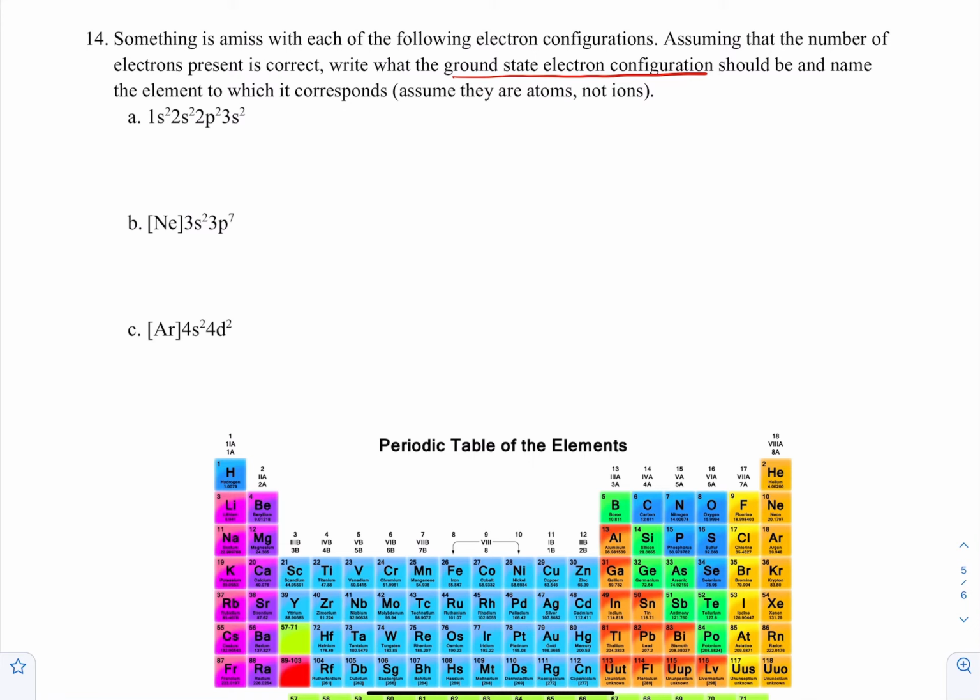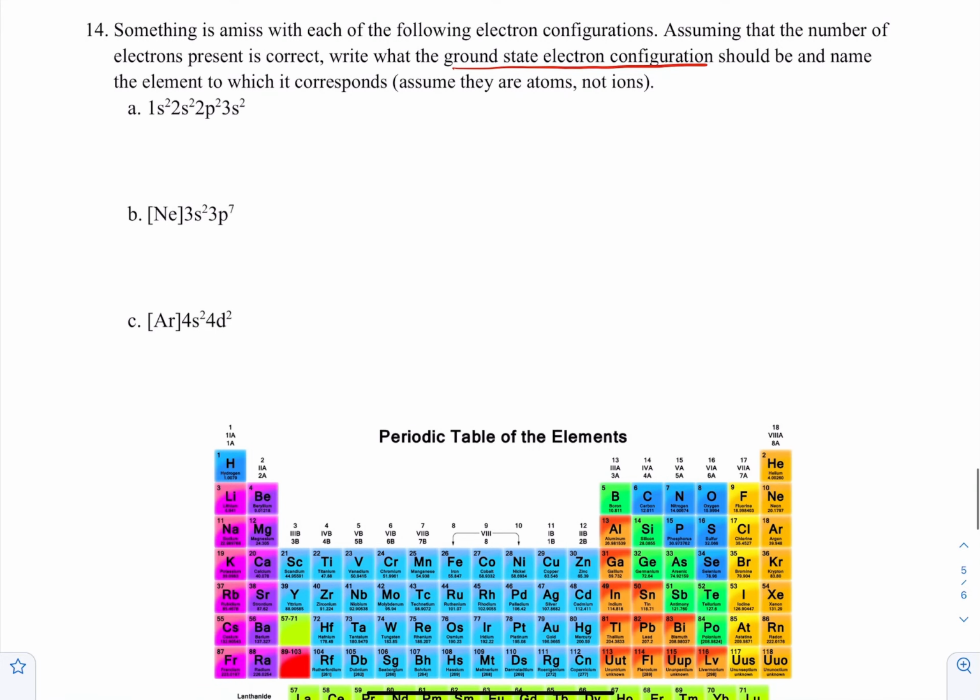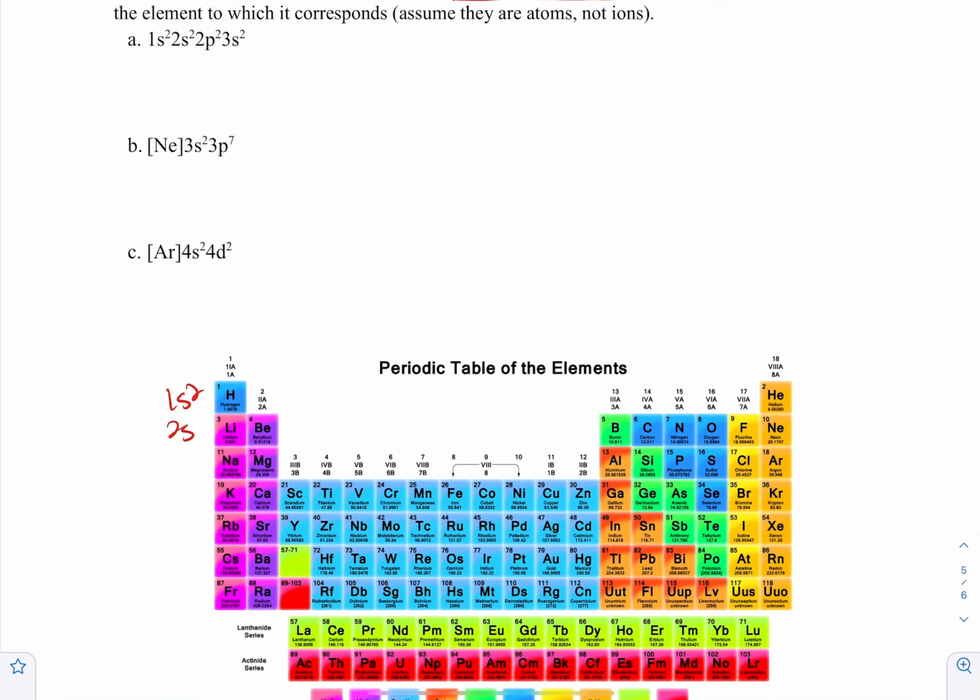So if we look at number 1, it says 1s2, 2s2, 2p2, and then 3s2. Now there's something wrong with that, right? Because when we get to 1s2, 2s2, 2p, we would have to fill the 2p subshell with 6 before we could jump to 3s2. And so this is in an excited state. So I'm going to put excited state, not ground. And the way that we would determine which element this is is by just counting the number of electrons and using that as our atomic number. So here we got 2, 4, 6, 8. So here I'm going to look at atomic number 8. That should have been oxygen.